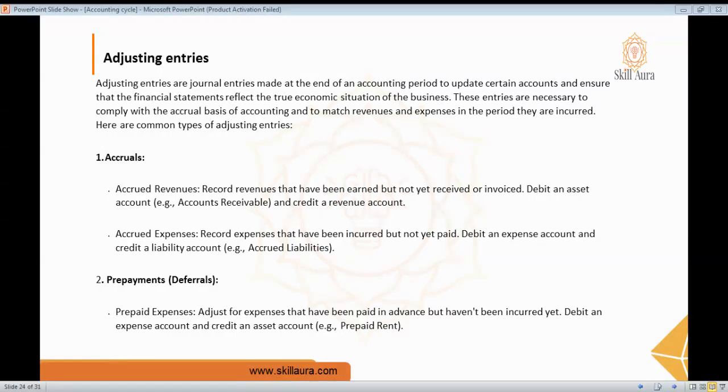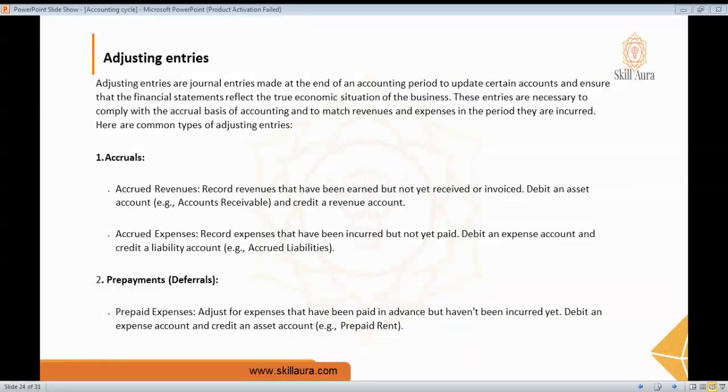The next topic is adjusting entries. Here, adjusting entries are journal entries made at the end of the accounting period to update certain accounts and ensure that the financial statements reflect the true economic situation of the business. So these entries are necessary for complying with the accrual basis, that is, not the cash basis of accounting, and to match the revenue and expenses in the period they are incurred. There are common types of adjusting entries.